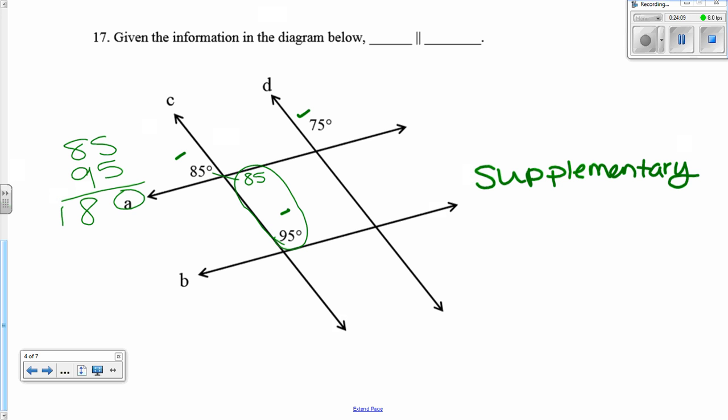And if I highlight the lines that we used, well, the 85 was on line A, the 95 was on line B. And they're both using our transversal of C. Since these are same side interiors and they're supplementary, we know that A is parallel to B. Sometimes I'm not ever going to use D because with 75, I don't have the 105 I would need to make it a supplementary angle with 75.